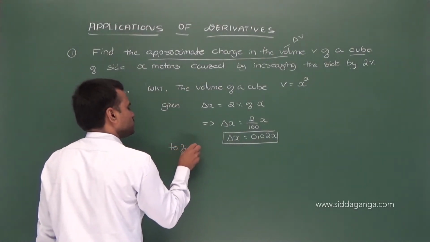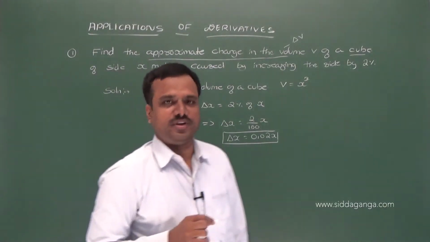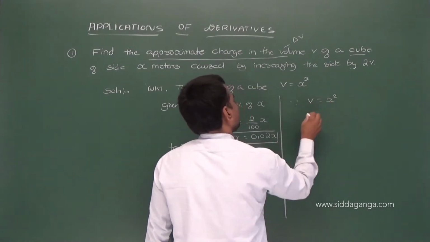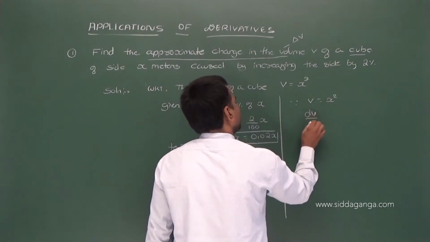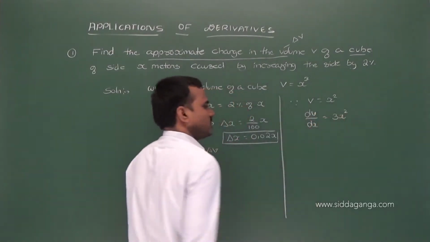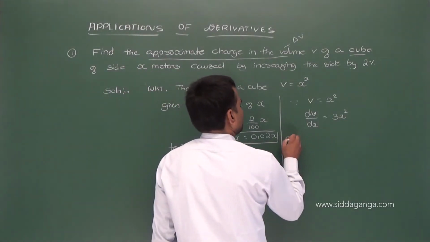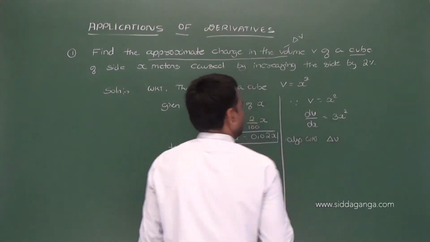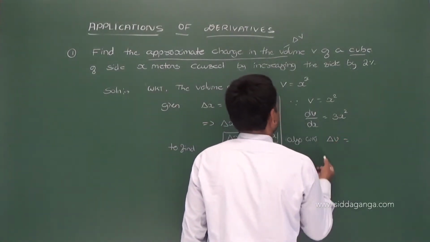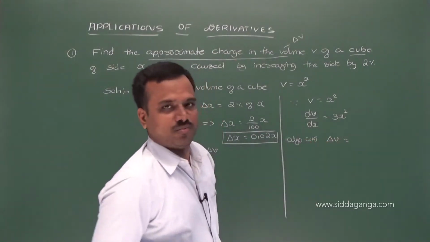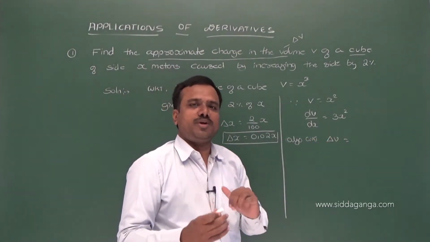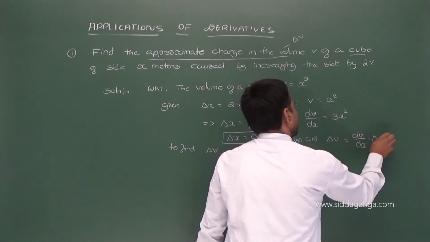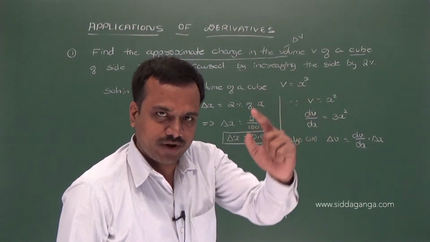What we have to find is delta V. So I write here: since V is equal to x cube, dV by dx is 3x square. Also we know, I use formula 2: delta V, the small change or approximate change in the volume, is equal to dV by dx into delta x. Delta y is equal to dy by dx into delta x.